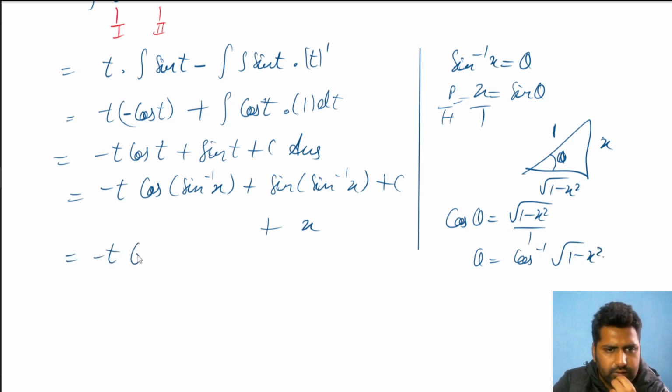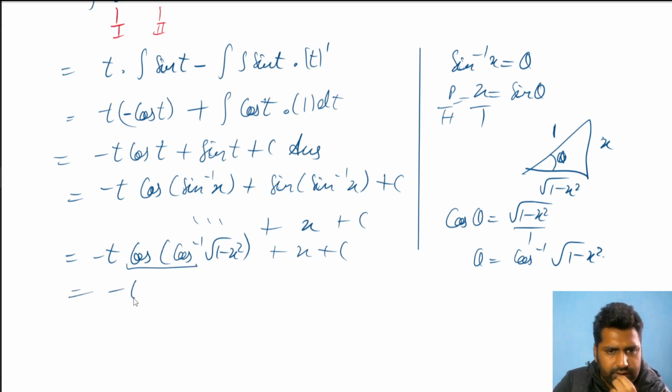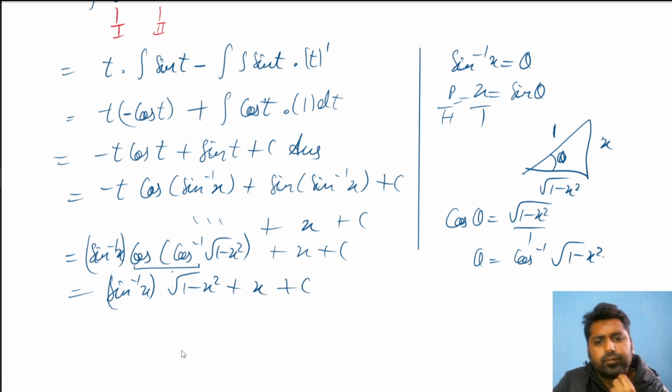So minus t cos of cos inverse square root of 1 minus x square, plus x plus c. So now cos and cos inverse also cancel. So minus t, sorry, I forgot to change the t. Let's change this t also. So t was sine inverse x. So sine inverse x multiplied by this, the cos and cos inverse cancel, so square root of 1 minus x square, plus x plus c. That's the answer.